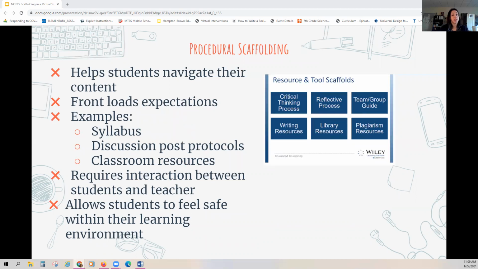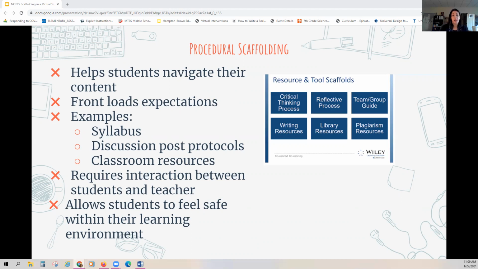The first one being procedural scaffolding. This is pretty much helping your students navigate the content itself. It's what you probably do first during any and all of your instruction. So you're going to front load expectations. You're going to give the resources. This allows your students to know what's expected of them and requires you to interact with your students. And when the students know what to expect, they in turn feel safe within their learning environment.